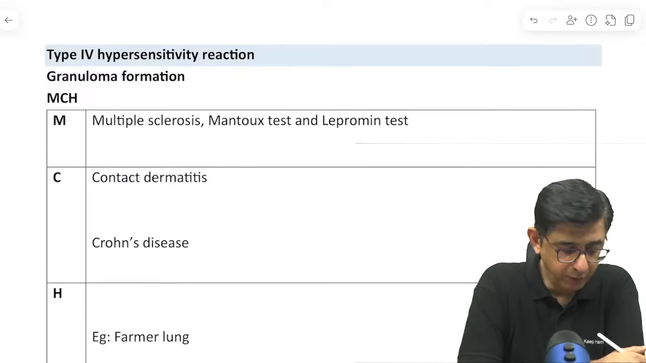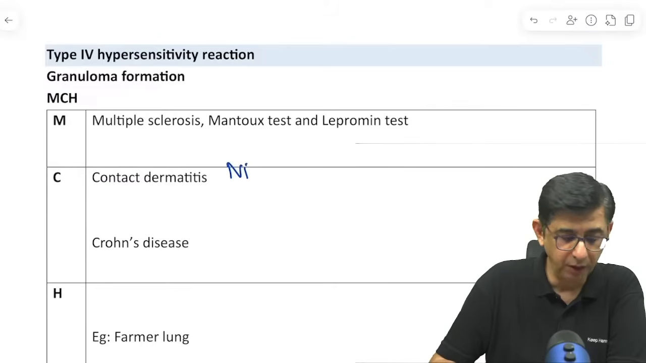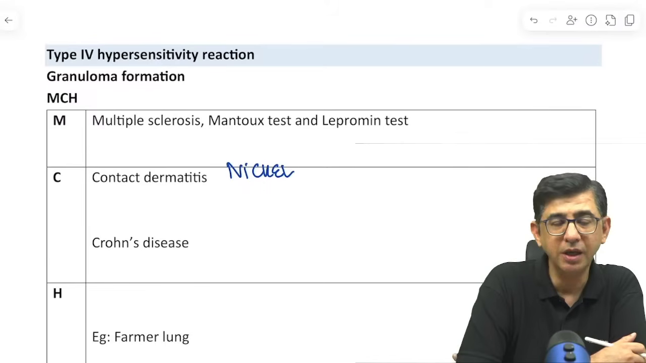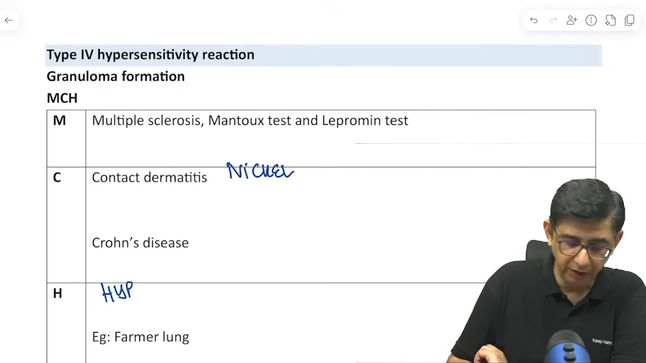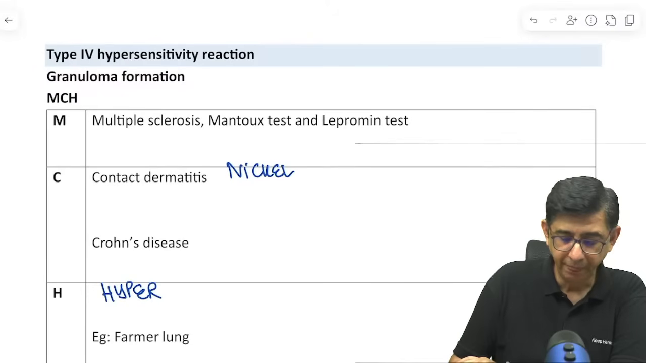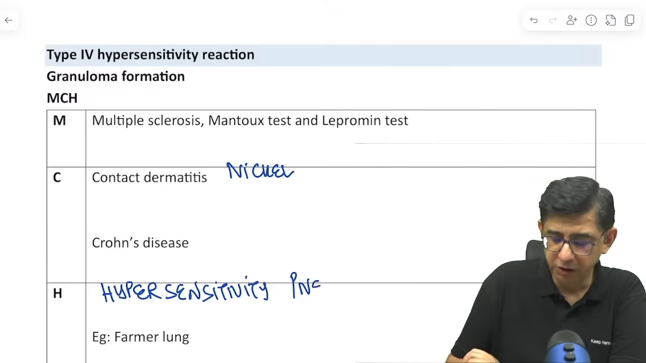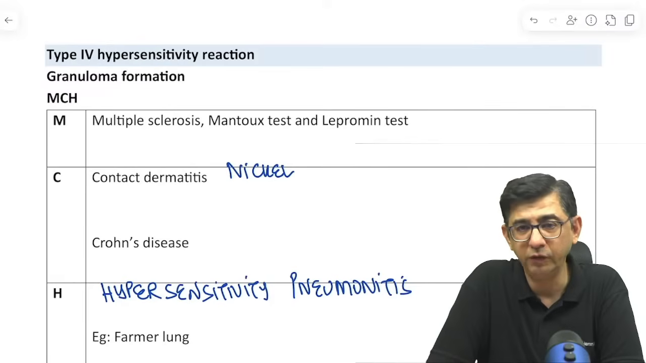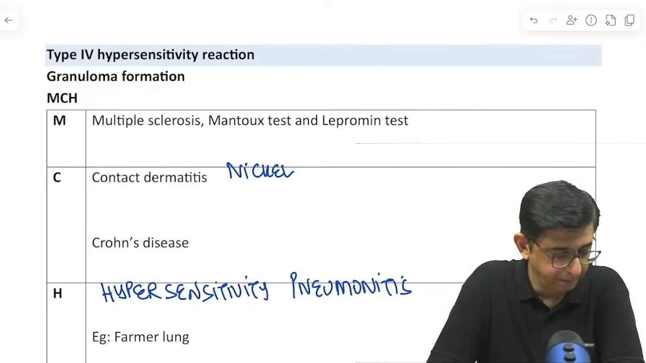Then is contact dermatitis. Nickel artificial jewelry can contribute to contact dermatitis in a patient, and Crohn's disease. Then in MCH, the H would be HP, that is hypersensitivity pneumonitis. The condition that I'm talking about is, this is a farmer. He walks into a barn where hay is kept, hay is where the dried grass, the fodder of the animals, is kept, and he is inhaling a fungus. So can you tell me the fungus which is responsible here?